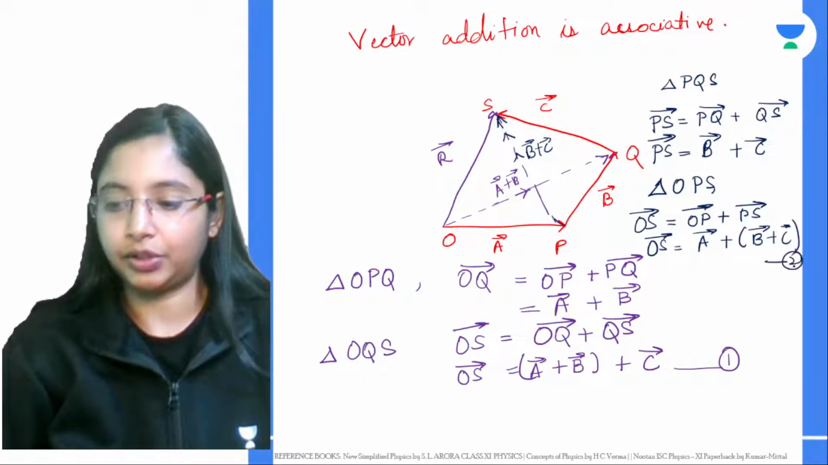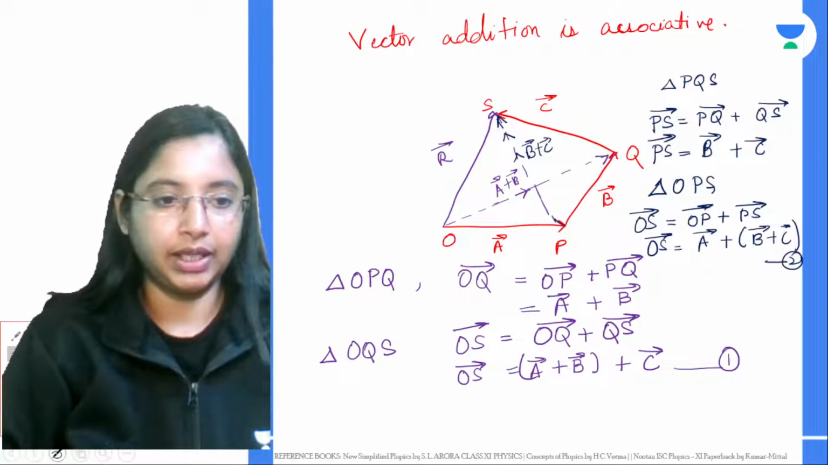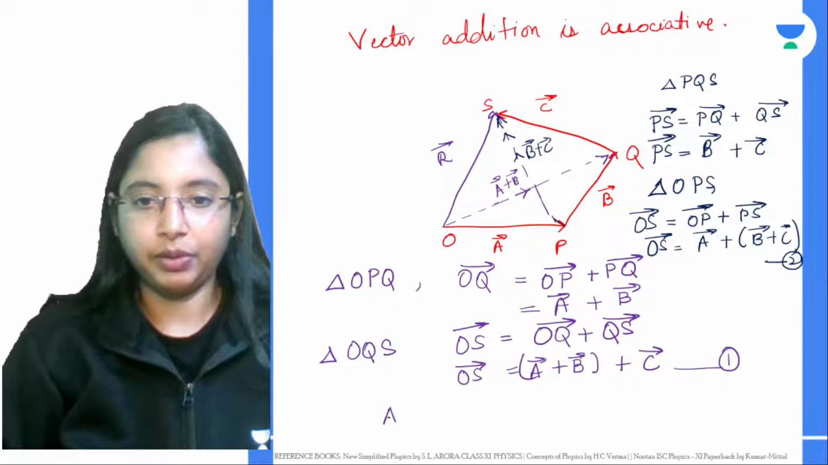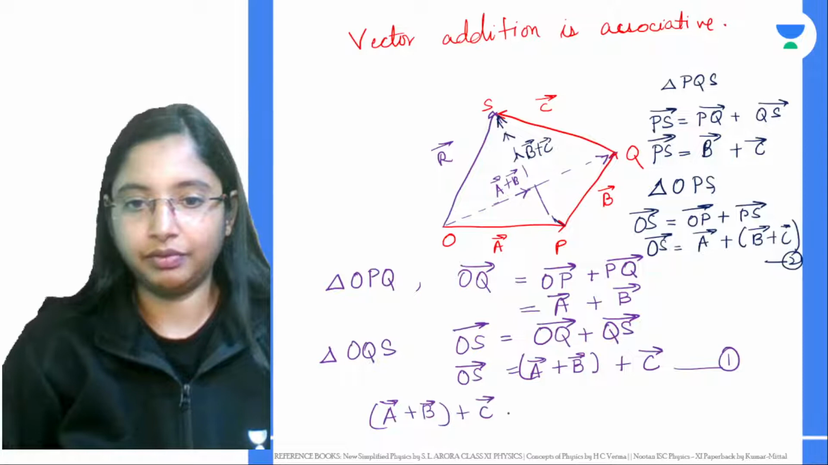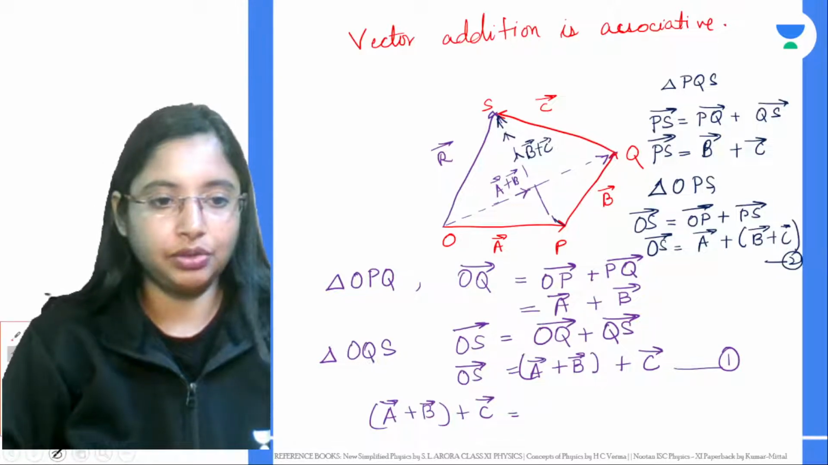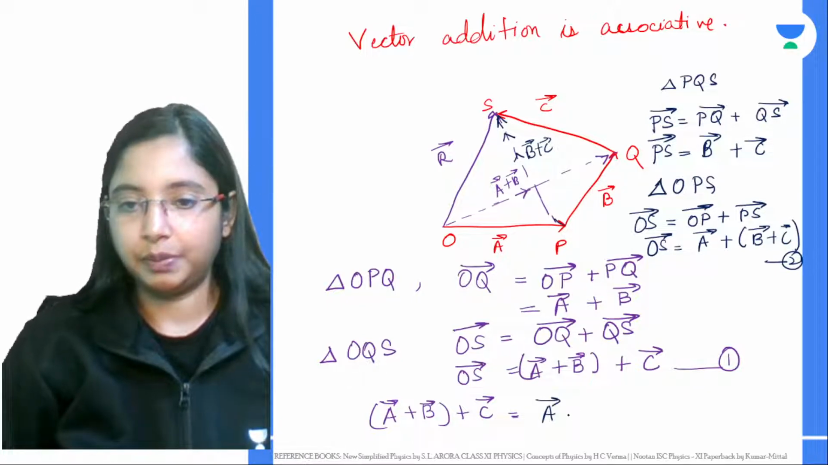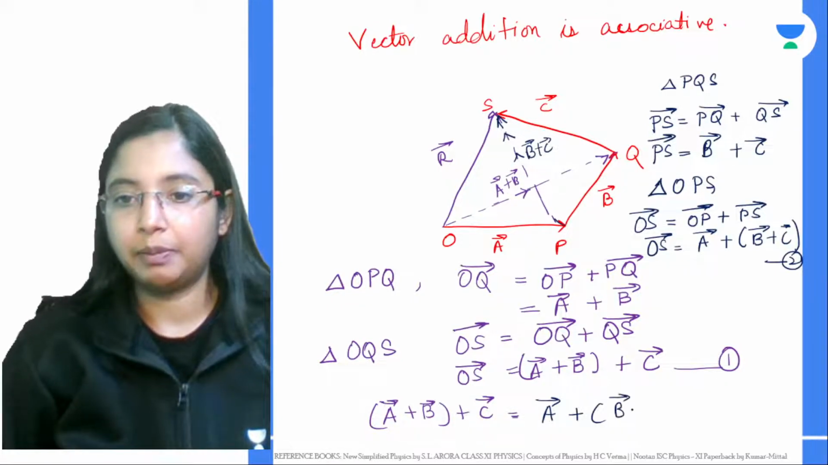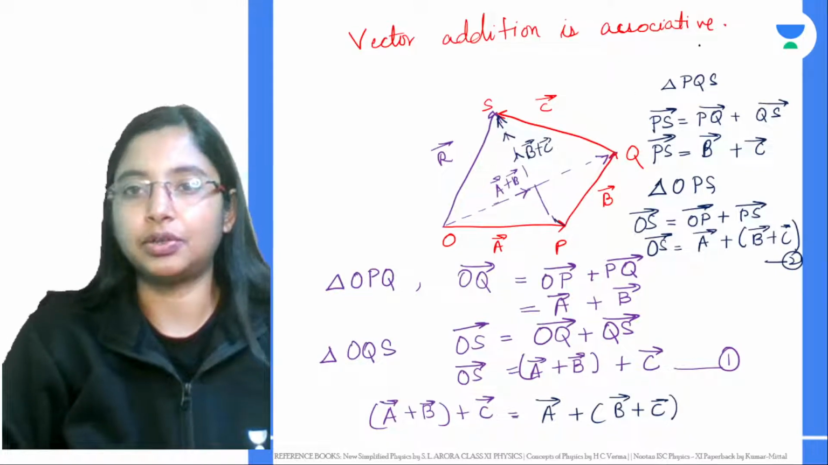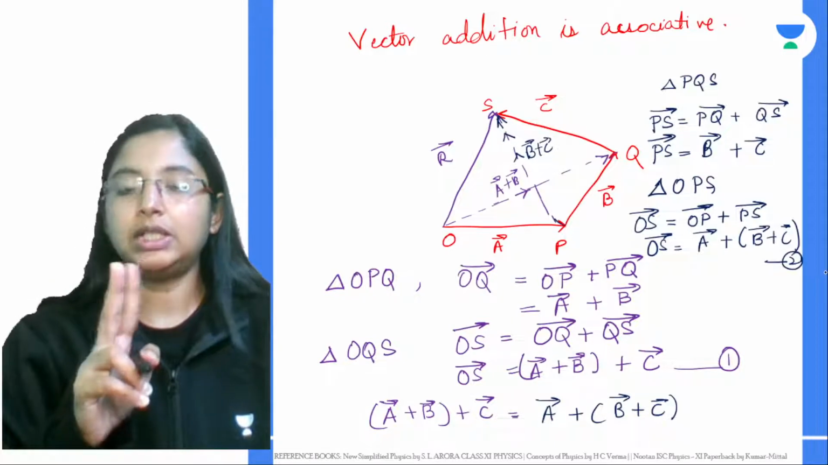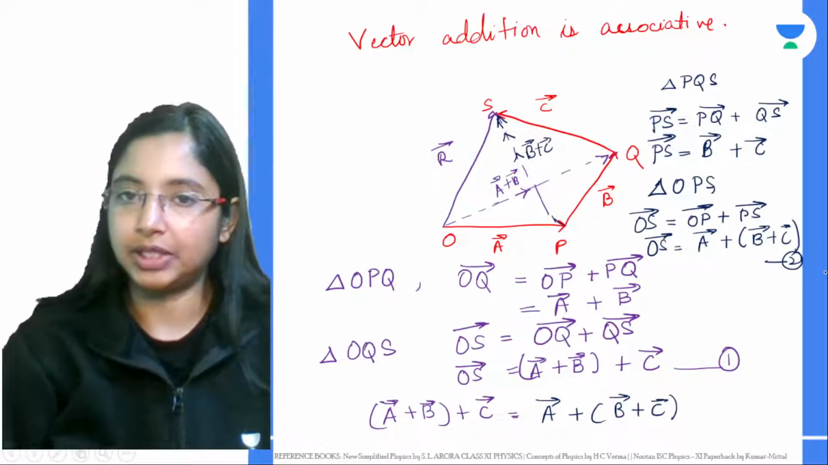Now we have the second equation. From equation 1 and 2 we can say, from equation 1 we have A vector plus B vector plus C vector, which is equal to, in equation 2 over here, A vector plus B vector plus C vector, right? From here we can say that vector addition is associative. So there were two properties: one is that vector addition is commutative, and the other is that vector addition is associative as well.